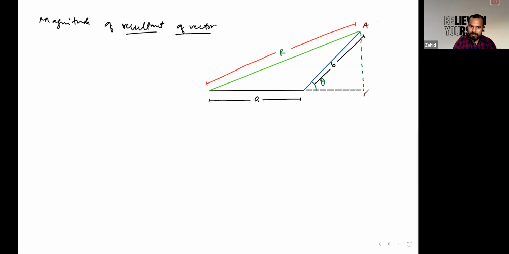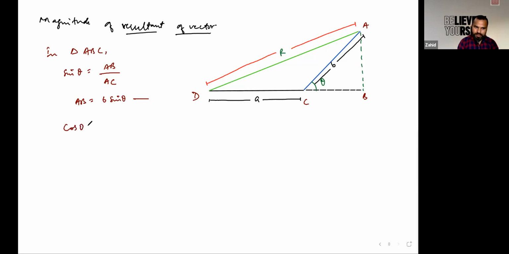Now let's say this is A, B, C, and D. In triangle ABC, sin theta is equal to perpendicular by hypotenuse. So it will be AB divided by AC. AC is equal to B, so you will get AB is equal to B times sin theta. Similarly, if you take cos theta, it will be base over hypotenuse, so BC over AC. So BC would be equal to B times cos theta. Is it clear to this part? Yes, sir.